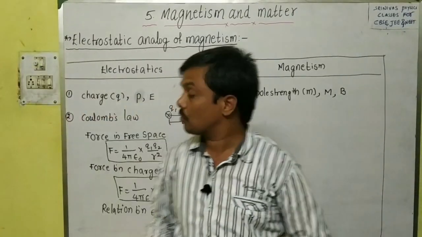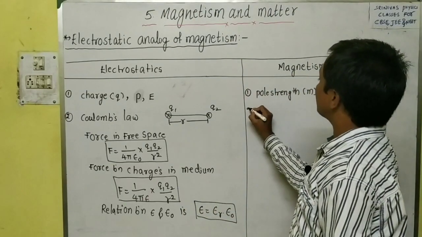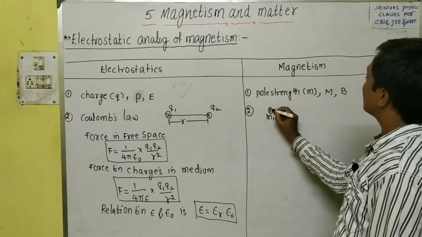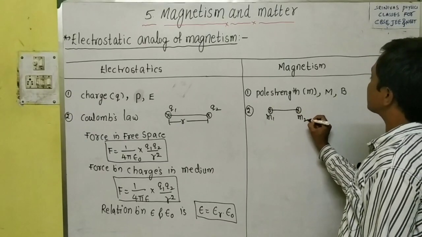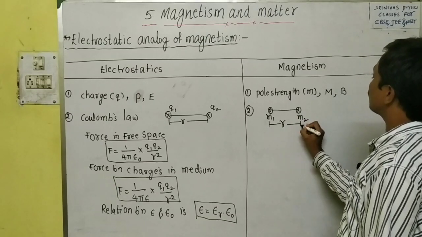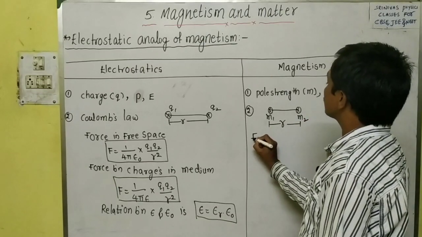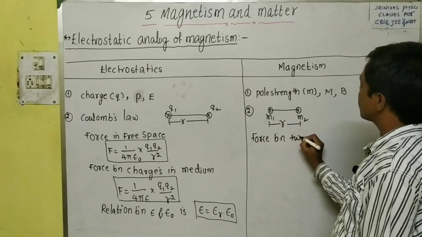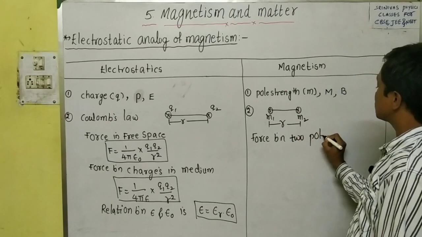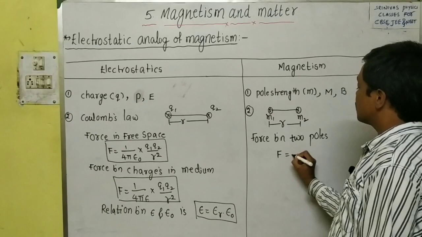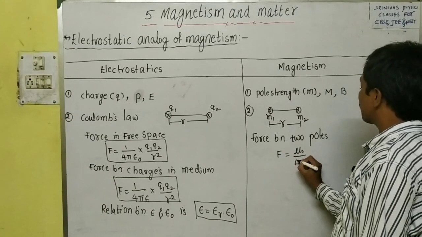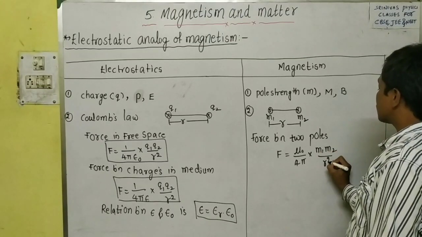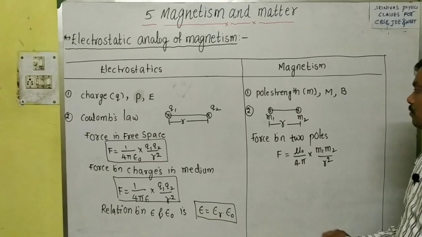Next we will go to magnetism, how it will be when we have two poles. This pole is m1 and this is m2, and the separation between the two poles is r. Now the force between the two poles in free space: that formula is mu naught by 4 pi into m1 m2 by r square. This is the formula for the force between two poles.